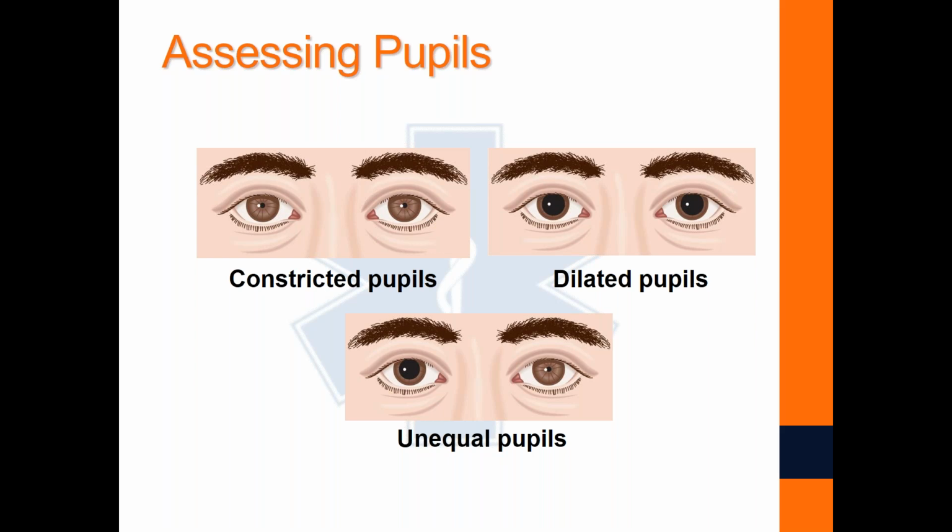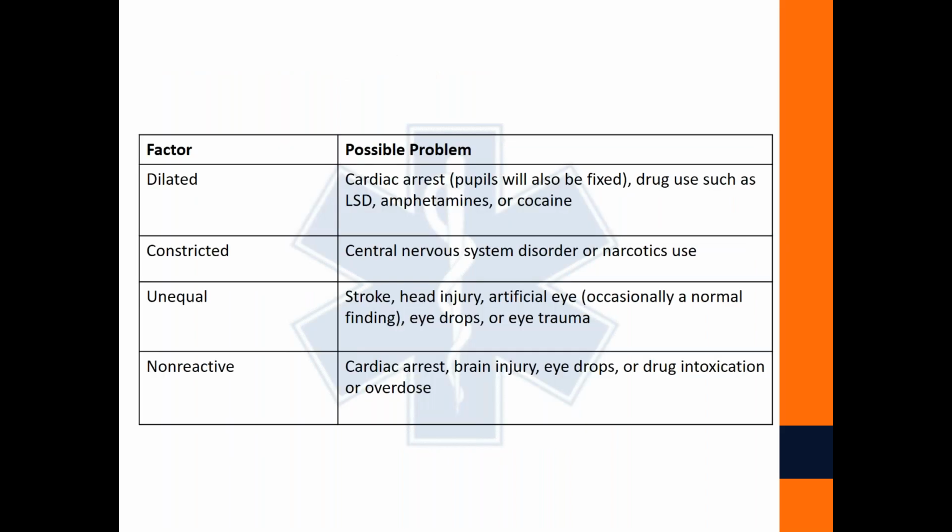So here's our definition, right? Constricted pupils, up in the upper left-hand corner there, are pupils that are very, very small. Dilated pupils, well, all right, we're going to operate in the vein of common sense here for a minute. Dilated means too big, so those are pupils that are bigger than what we would consider normal. And then we have unequal. So let's talk about what all that stuff means.